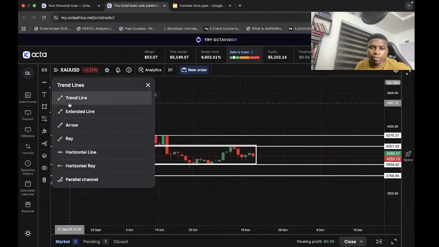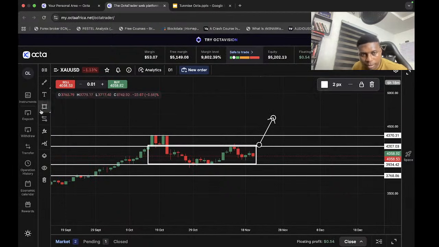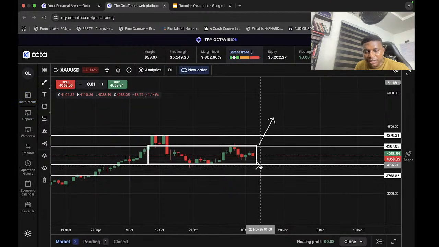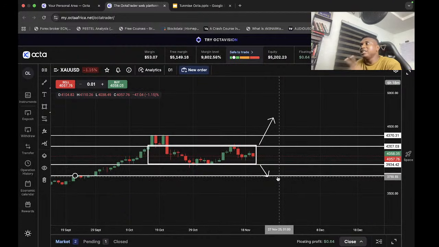Either price breaks outward to the upside and continues going up, or price breaks downward to the downside and continues going down. These are two facts. If price breaks up, it's going to continue going up. If it breaks down, it's going to continue going down. So the question is, how do we position ourselves such that when price breaks upward, we are in profit? When price breaks downward, we are also in profit.